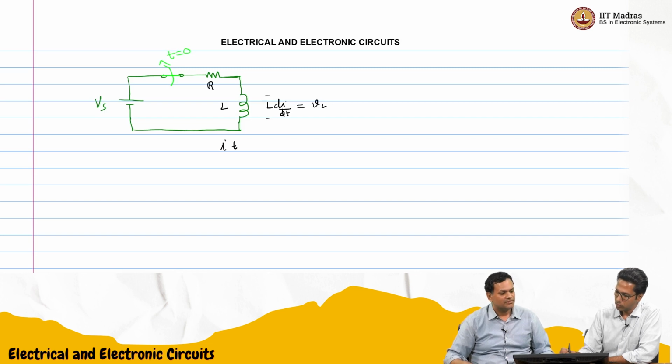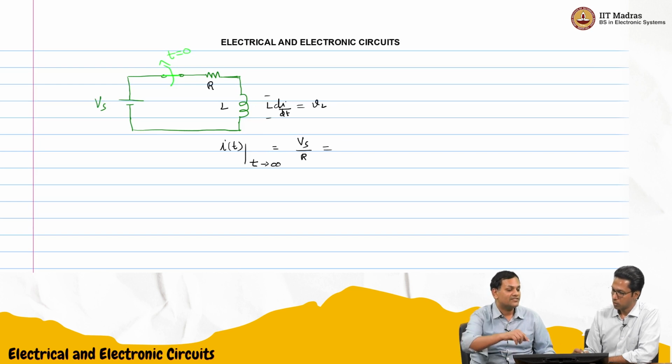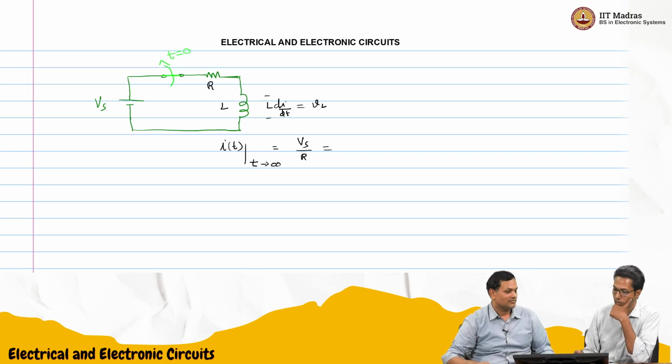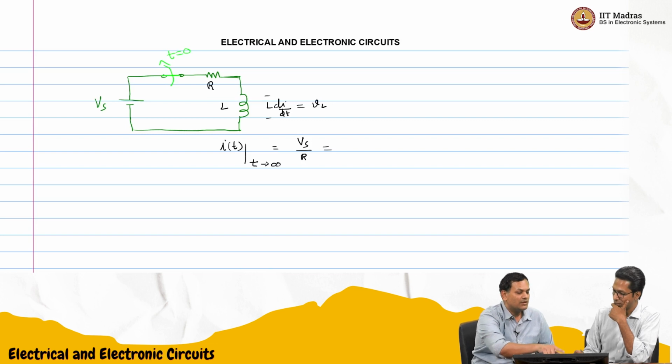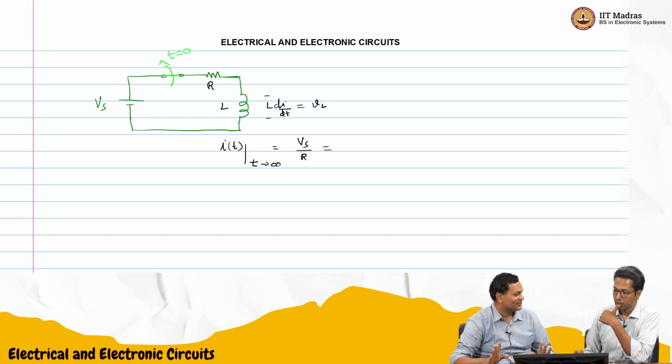So this is what we wrote: I of t, as t tending to infinity, was Vs by R. But that would have been for the case where you closed the switch and it was closed for a long time. In this case, you're opening at t equal to 0. So t equal to infinity, the current has to go to 0, right?